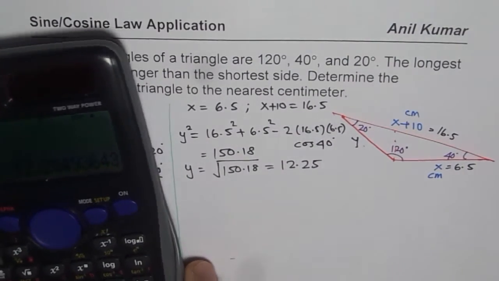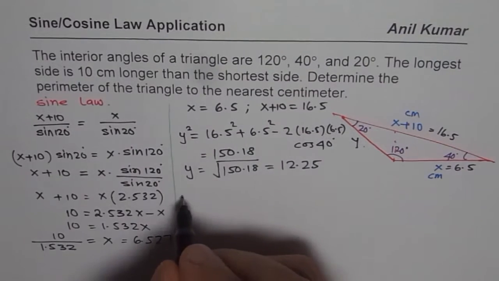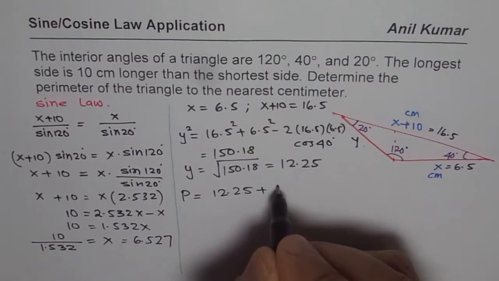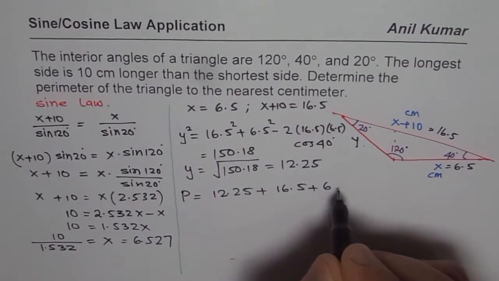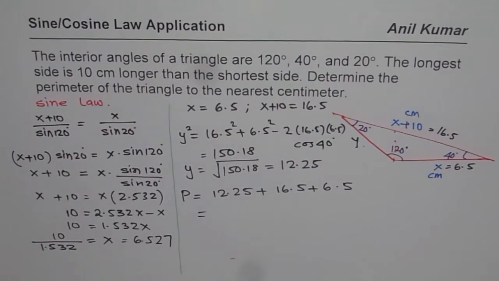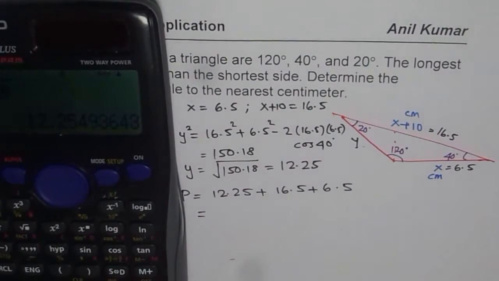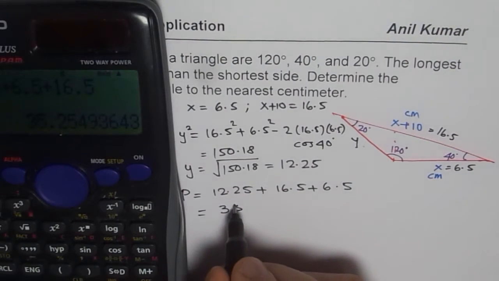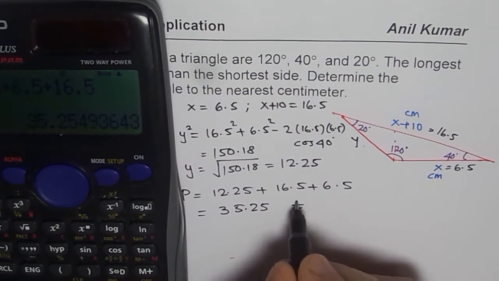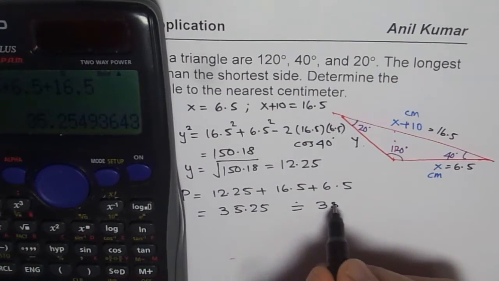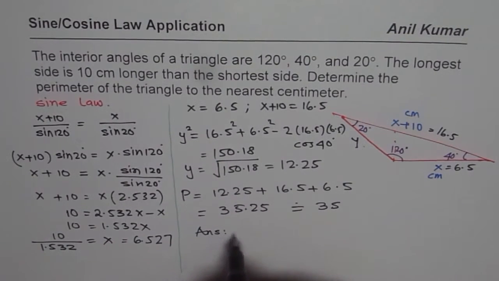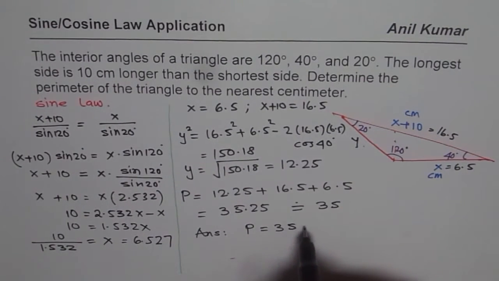Now perimeter is the sum of all the sides. So perimeter P equals 12.25 plus 16.5 plus 6.5. That gives us 35.25. Rounding to the whole number, we get 35. So that is the perimeter of the given triangle. So we have our answer that the perimeter P is 35 centimeters.